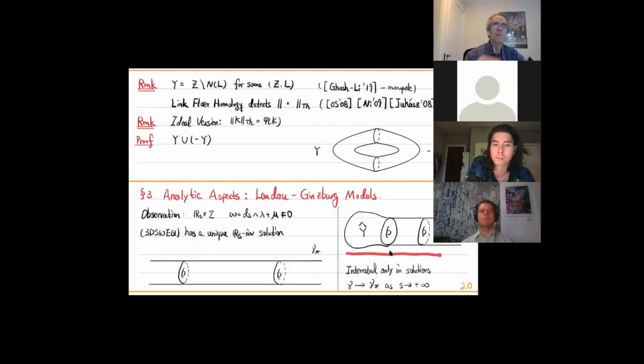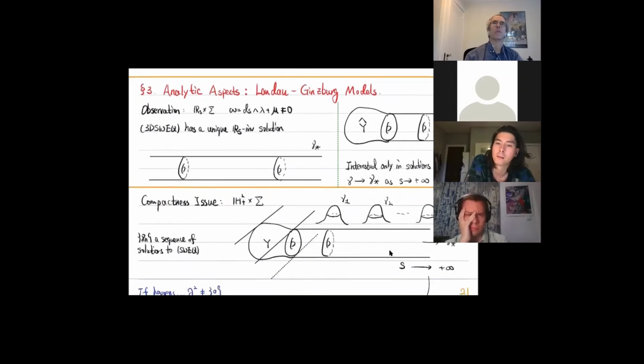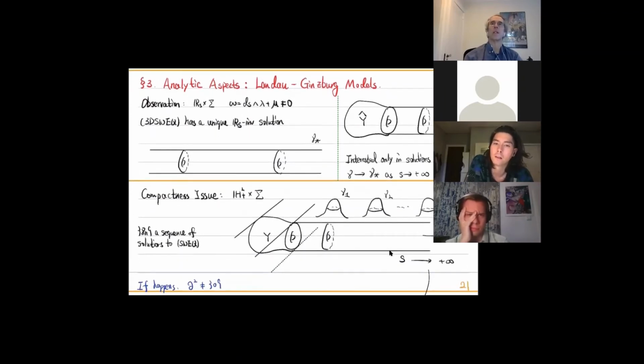And when it comes to a three manifold with cylindrical ends, we'll require each solution to approximate this standard solution gamma star at infinity in the spatial direction. So in some sense, we are imposing some finiteness condition on the energy. And for a four manifold with a planar end, we will also require each solution gamma to approximate this standard configuration along the spatial direction.